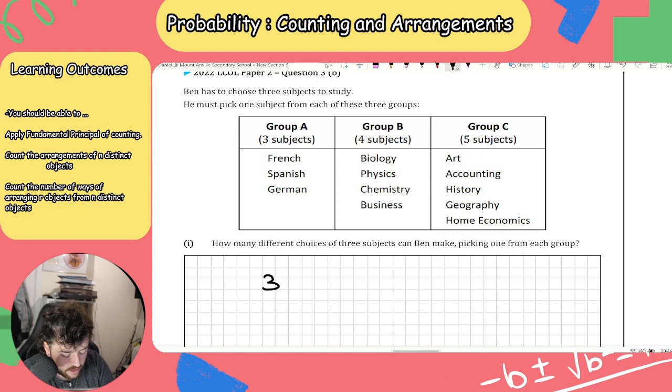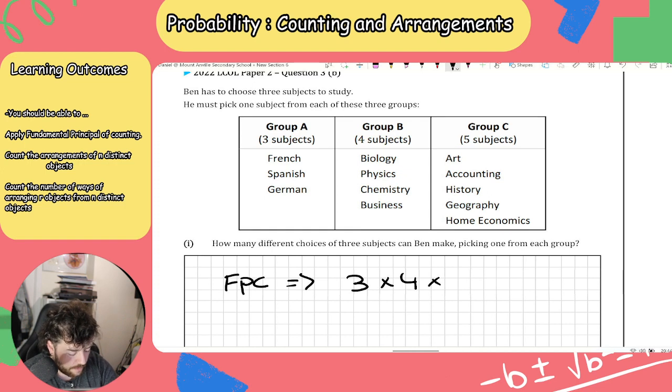Well, again, the fundamental principle of counting, right? So for FPC, he has 3 options for the first one, 4 options for the second one, 5 options for the last one. That is going to be 60 possible combinations.